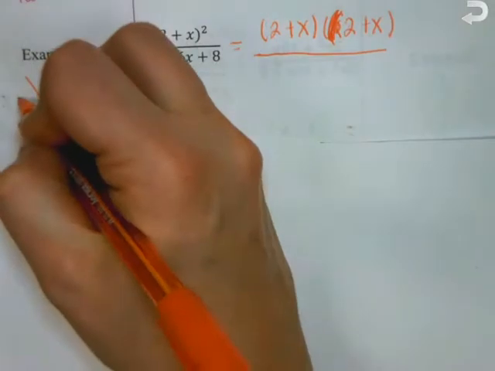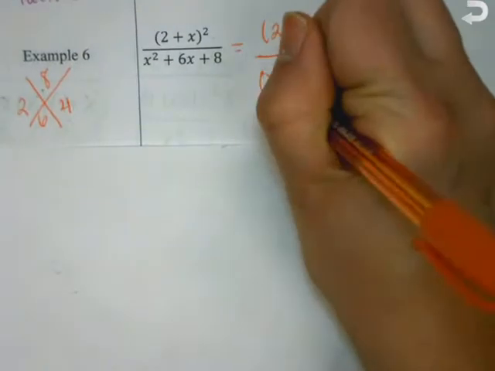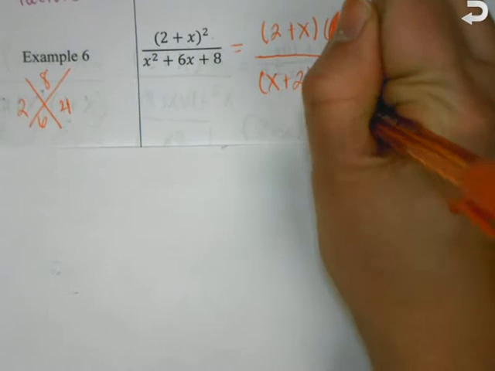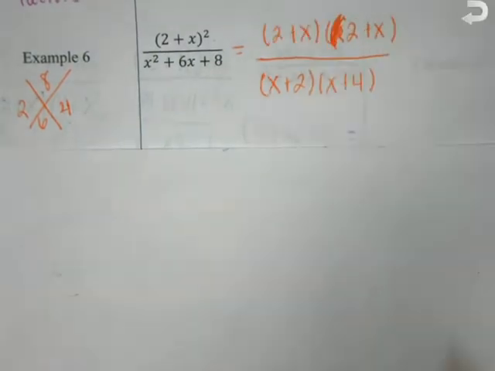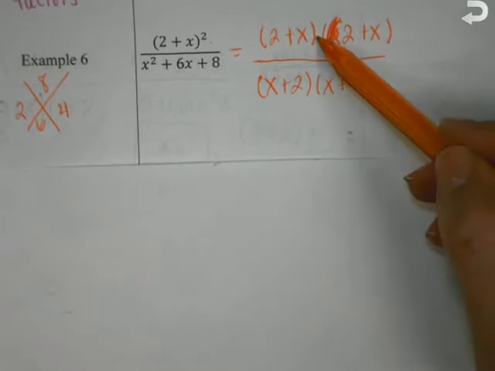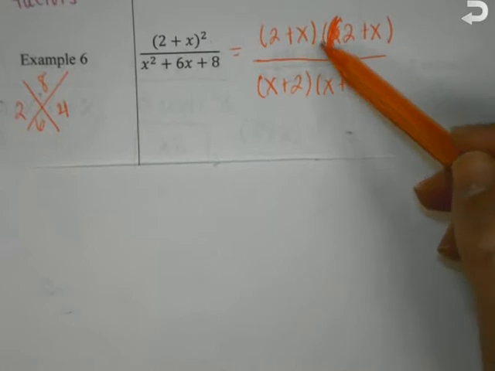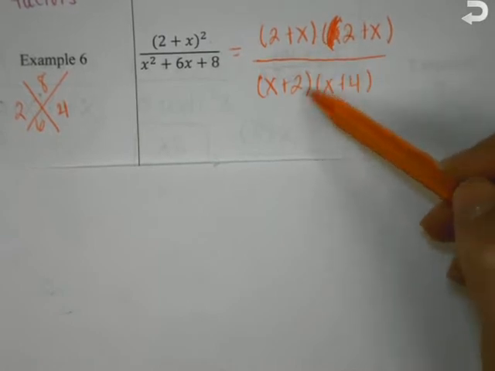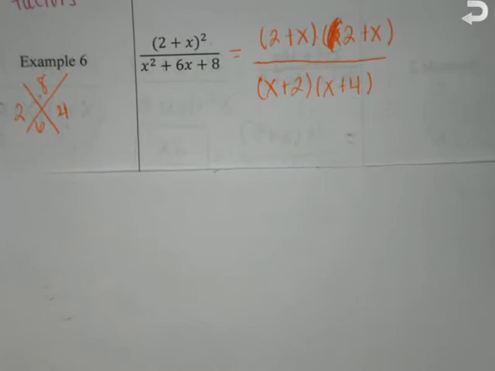Does anything cancel here? X plus 2 and 2 plus x. Are these the same thing, guys? Yeah, remember, for addition, order does not matter, so you can cancel those. So what are we left with? 2 plus x all over x plus 4.